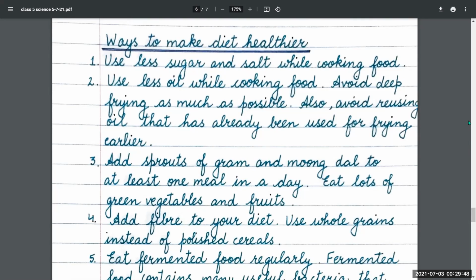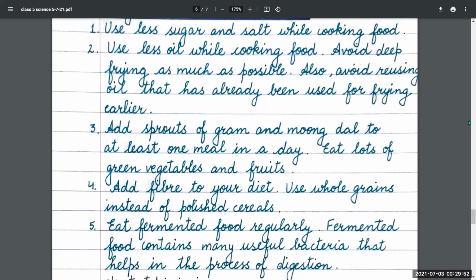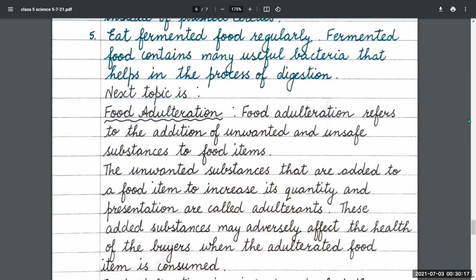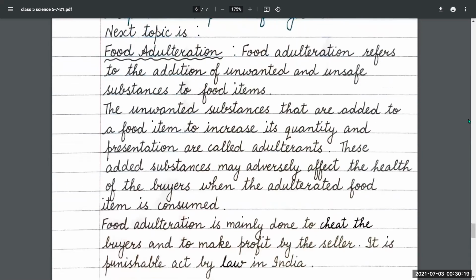Eat lots of green vegetables and fruits. Add fiber to your diet. Use whole grains instead of polished cereals. Eat fermented food regularly. Fermented food contains many useful bacteria that help in the process of digestion. For example, curd.